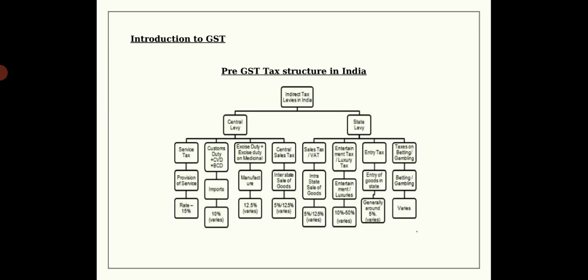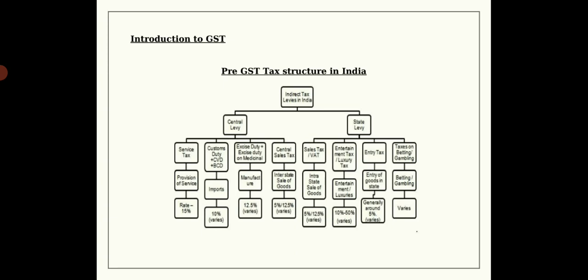Now let us start with Unit 1, Introduction to GST. Before going to the topic, first discuss the pre-GST tax structure in India. Tax is a source of income for the government which is used for various purposes in order to boost the economy of the country. As you already know, there are two types of taxes in India. One is direct tax and the other is indirect tax.